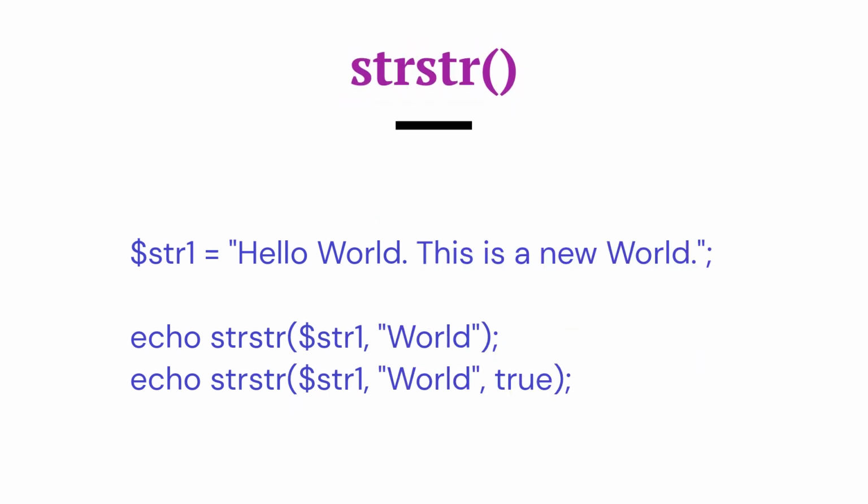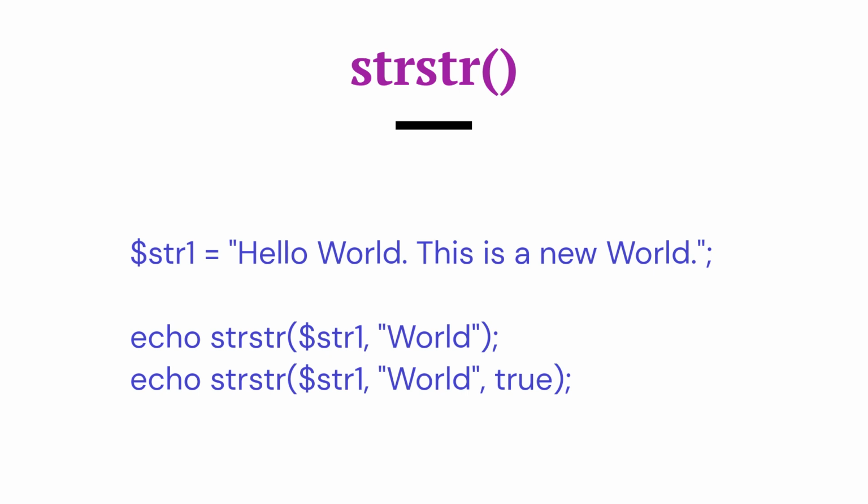The strstr function searches for a string in the main string and returns the rest of the string if found. This function is case-sensitive. There are 3 parameters in this function. The first parameter is the main string. The second parameter is the searched string. The third parameter is optional. By default it is false. If it is set as true, then the string before the first appearance of the searched string is extracted.